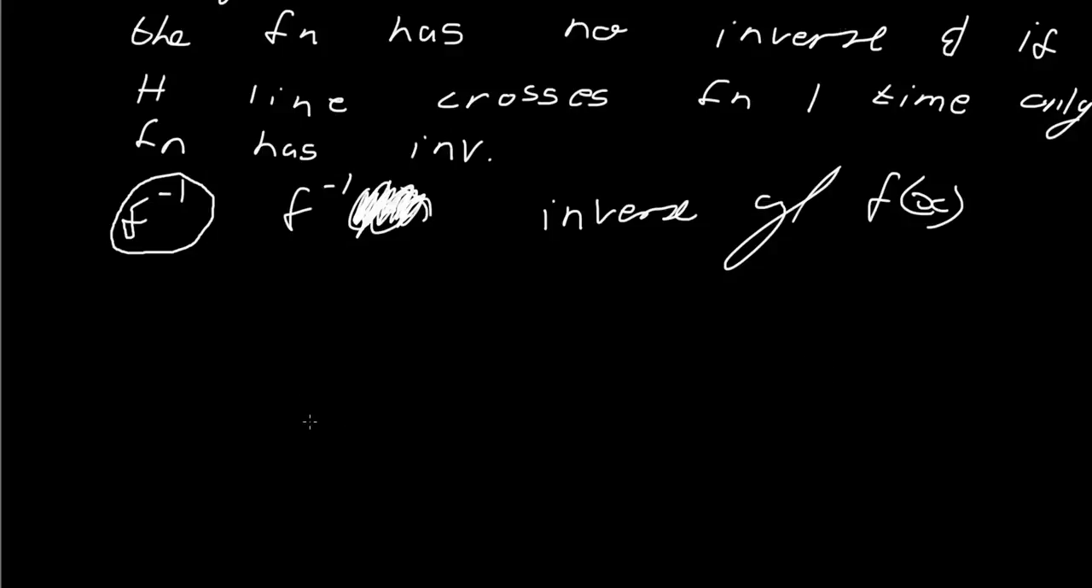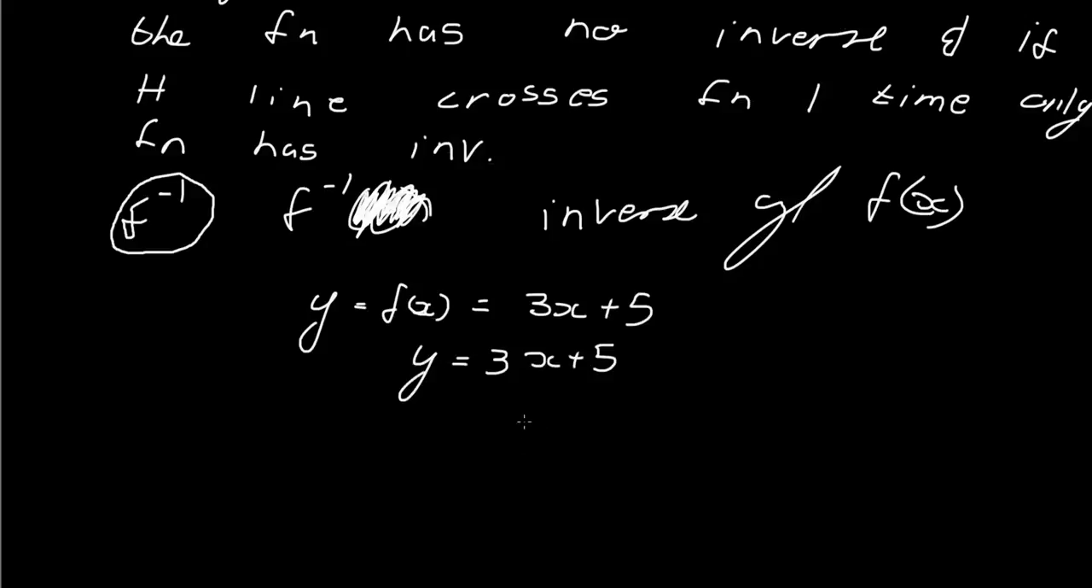Basically, we just solve. We take our equation y equals f of x equals, say, 3x plus 5. Written otherwise, y equals 3x plus 5. And now, all we're going to do is solve for x. Okay, so we're just going to solve for x, and then we will have found the inverse. So let's solve for x.